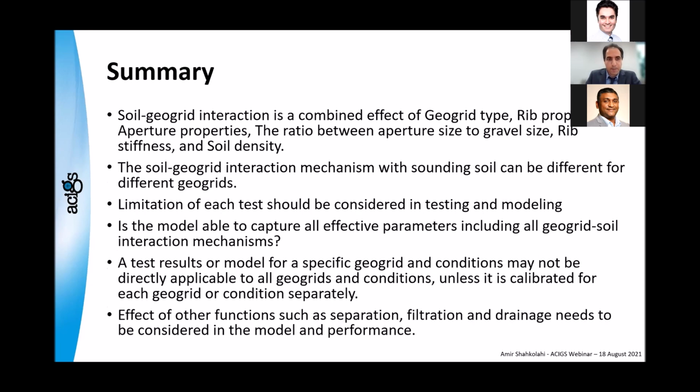Then we can apply the test method. Soil geogrid interaction is a combined effect of geogrid type, rib properties, aperture properties, ratio between aperture size and gravel size, rib stiffness, and soil density. The soil geogrid interaction mechanism with surrounding soil, it's a typo here, can be different for different geogrids. Limitation of each test method should be considered.